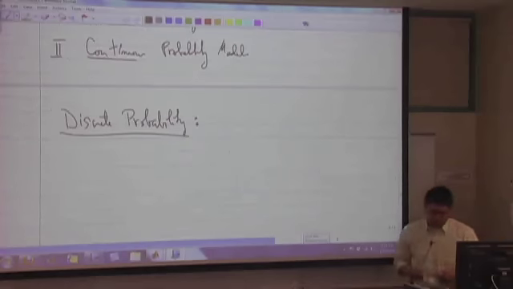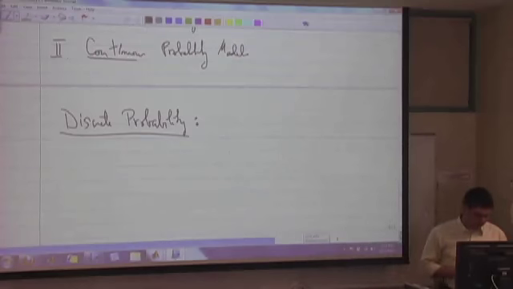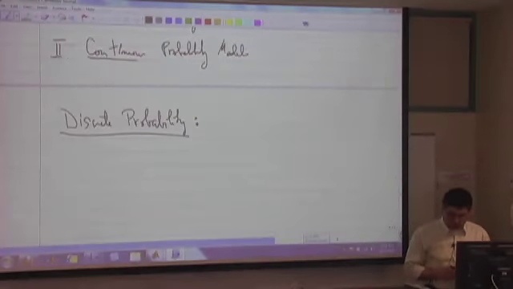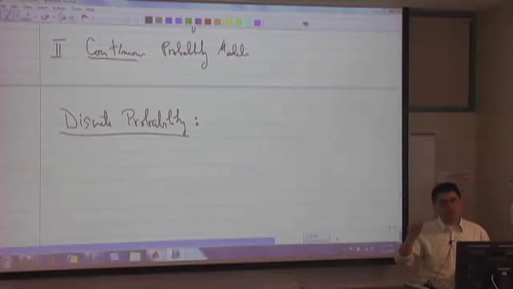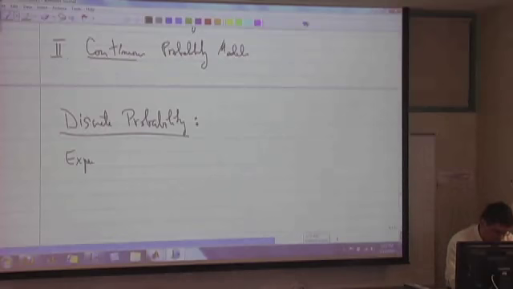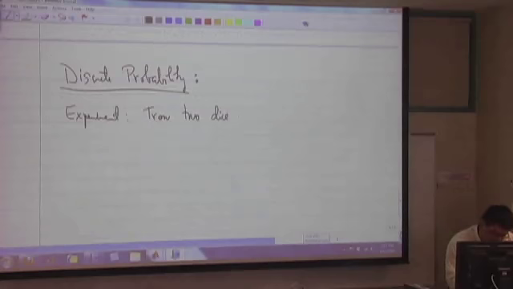Well, clearly that experiment of throwing dice is on everybody's mind when we talk about discrete probability models. So let's just think about this experiment of throwing two dice and record the outcome.